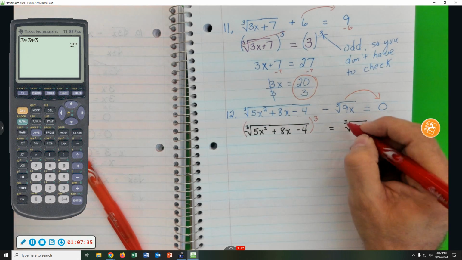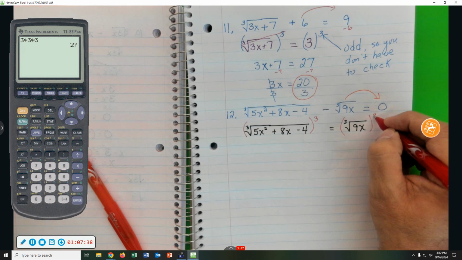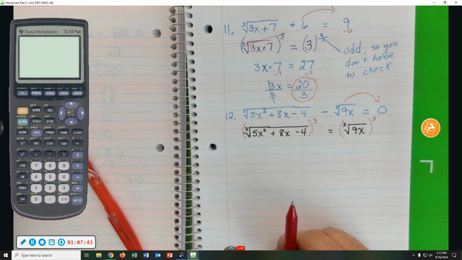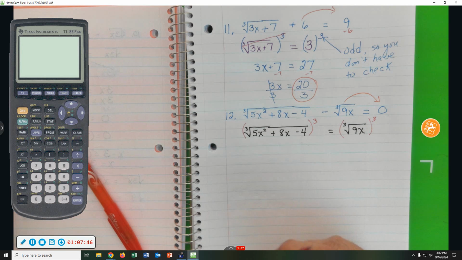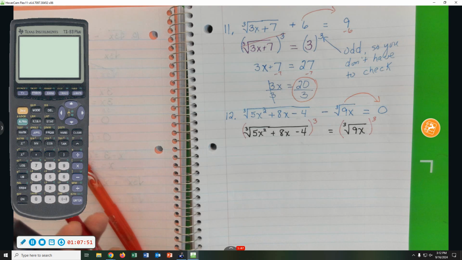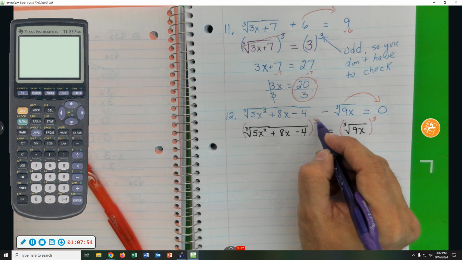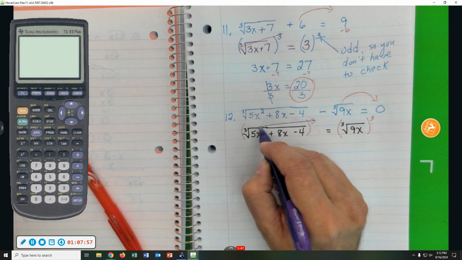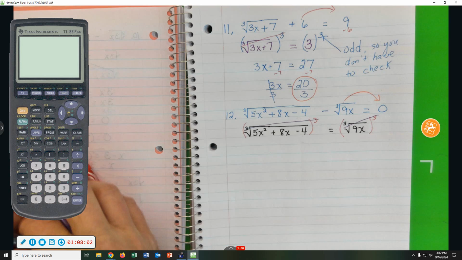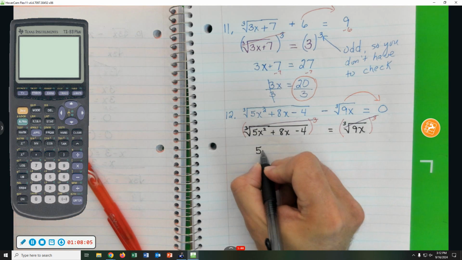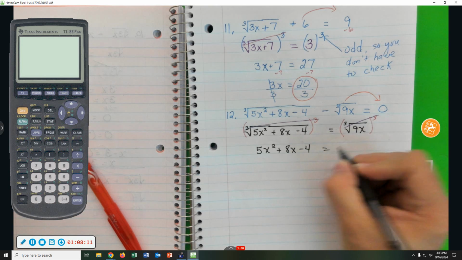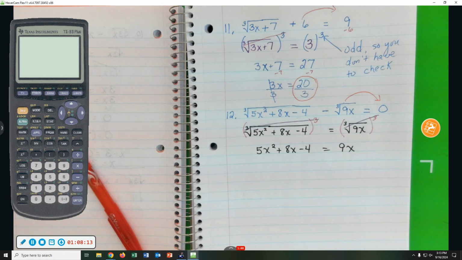Oh, this one works out so nice. One thing I like about this problem is, if you know how to do it, it's easy. But if you have no idea how to do this problem, when you look at it, you think, oh, it's really hard. Okay? So, on the left, the cube root and the cube cancel out. And the same thing on the right. So we have 5x squared plus 8x minus 4 equals 9x.